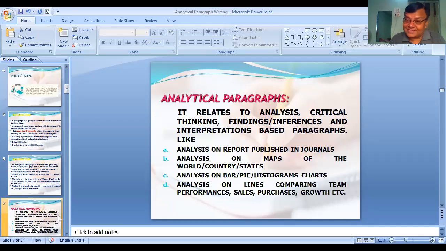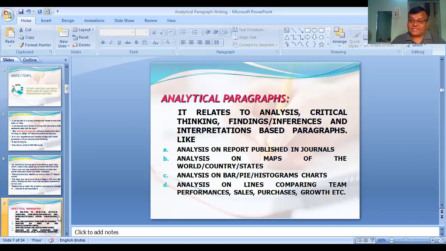It relates to analysis, critical thinking, findings or inferences, and interpretations based on paragraphs, like analysis of a report published in a journal. Many magazines are coming. Down to Earth magazine: what is the trend of migratory birds in Bharatpur, that reservoir where these birds are coming? What are the trends? A report is given to you. Analysis on the map of the world, country, and states. In our world, in our country, everything is happening.